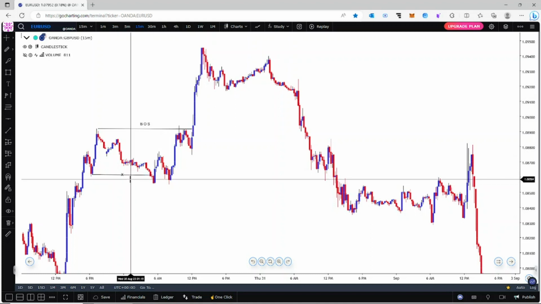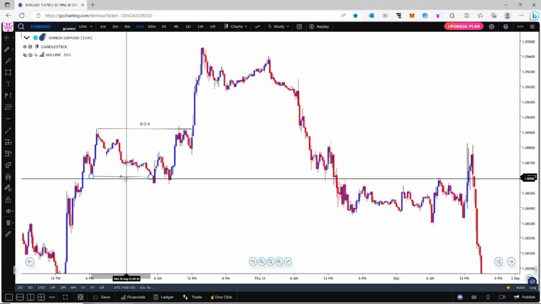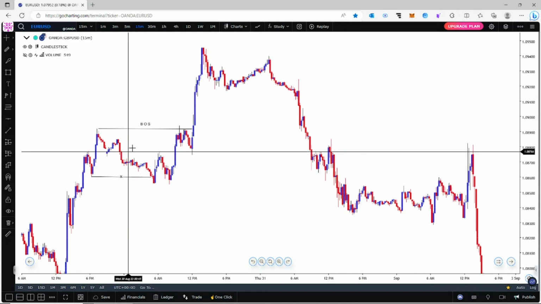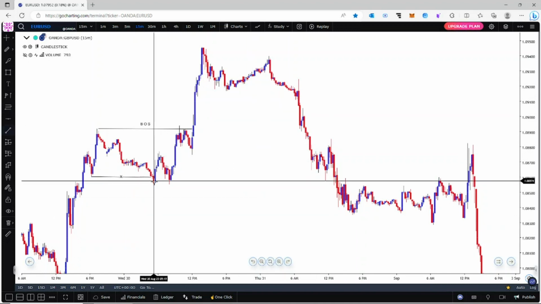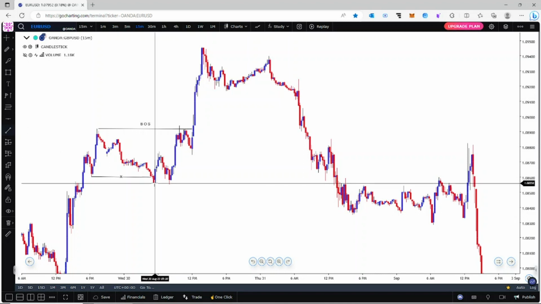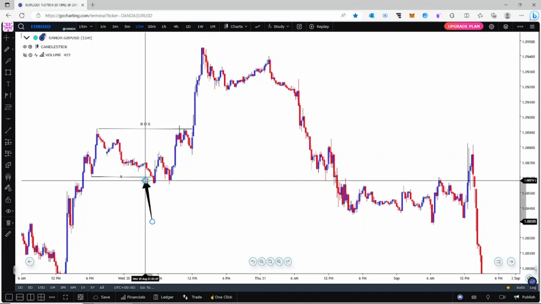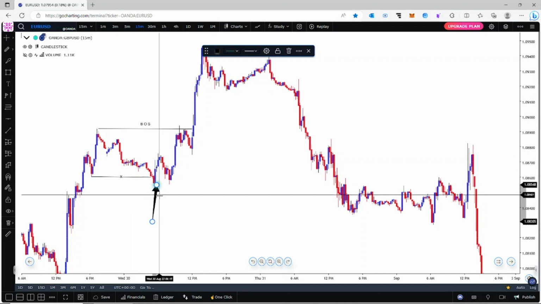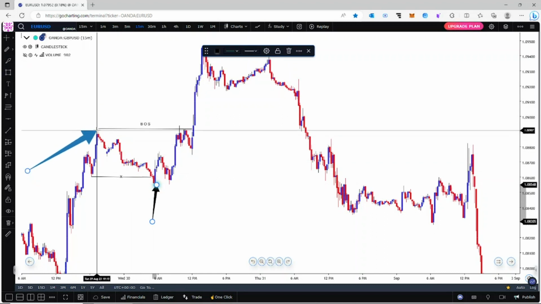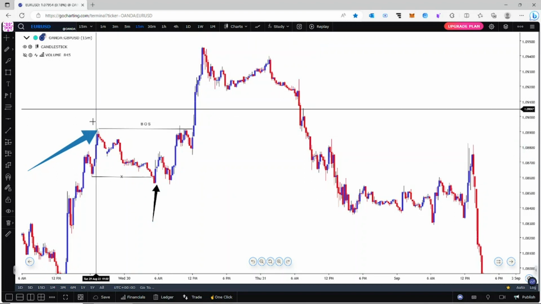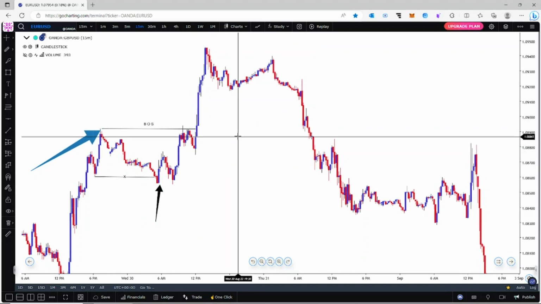So here the X represents what? An inducement. Okay, where the X is, we have an inducement. So that means we are bullish here. And then suddenly there was a shift in market structure. So it means this is our higher low, and then this is our higher high, as we can see. So anytime the higher high is broken, we have a break of market structure.